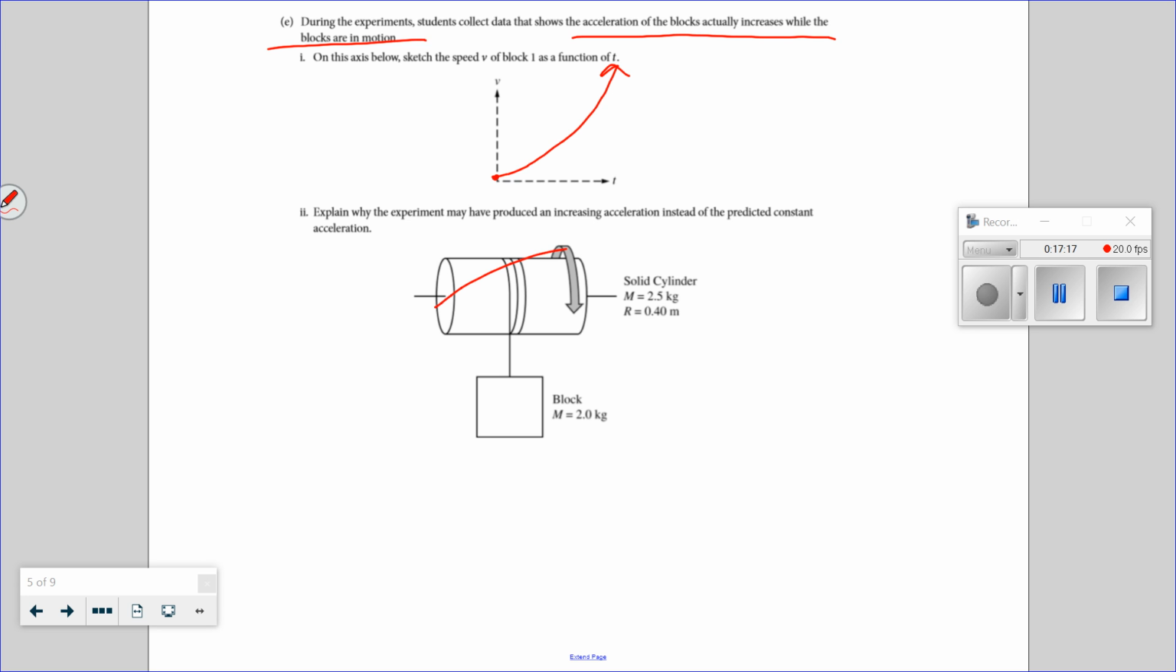This brings me to the last part, explain. You sometimes are going to have to explain or justify with words. You can put in physics symbols or equations. They understand that you don't have much time to write. Some people insist on trying to write a book. All right. But you do have to actually put your thoughts on paper and someone will evaluate them. An increasing acceleration instead of constant acceleration.